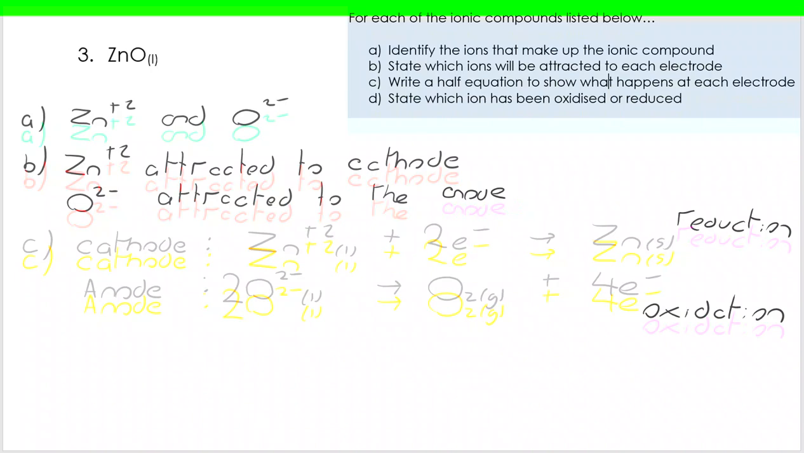We've spoken about lots of patterns here. Reduction always takes place at the cathode. Oxidation always takes place at the anode.